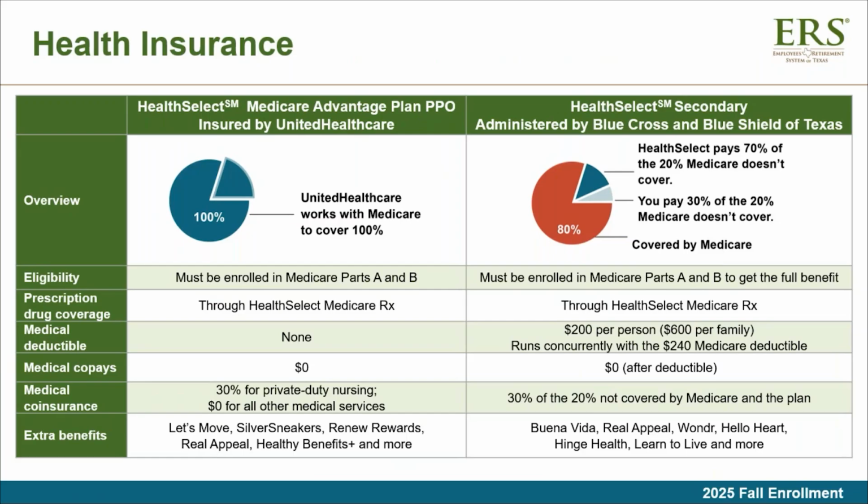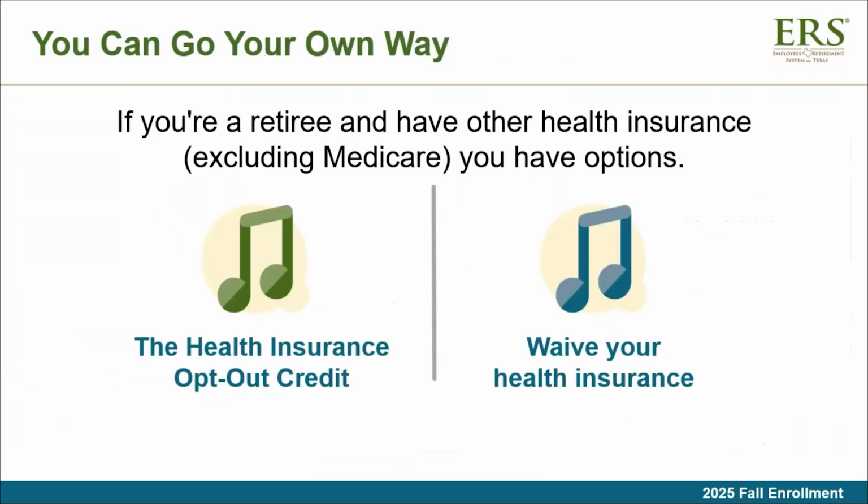Now, one thing that I do want to go over is if you already have health insurance. Now, if you do have health insurance, say with another employer, and that health insurance is not Medicare, you can choose to go with the health insurance opt-out credit. What that does is it states that you have comparable health insurance outside of the state of Texas that's not Medicare, and you're going to be waiving your health insurance, the life insurance, which is a $2,500 policy, and then you're also going to be waiving that prescription drug coverage.